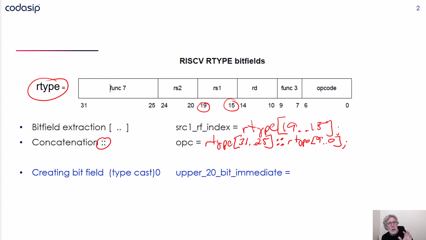Once again, the upper 20 bits of my machine code or my binary would be R-type, the most significant bit 31, and the least significant bit 12. Then I'm going to do my concatenation again, and now I'm going to do the typecast. It's going to be unsigned 12 bits and 0. So that signifies that I'm going to put 12 zero bits to the right of the upper 20 bits field that I just extracted.